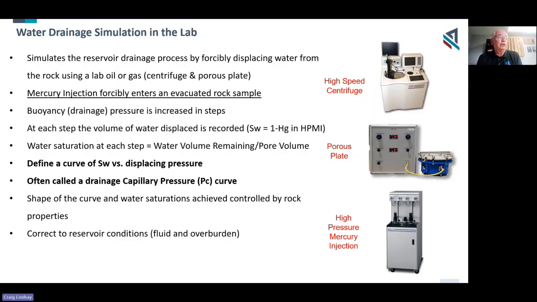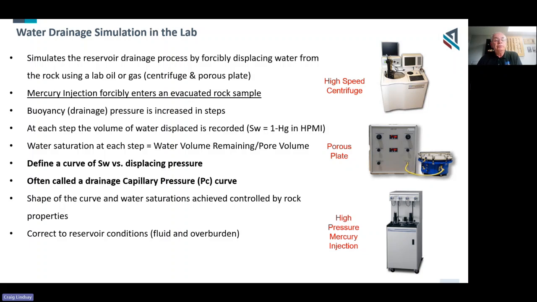So we've looked at the measurement of fresh state water saturation in cores to understand that in the reservoir. And now we look briefly at what we can do in the lab to simulate this drainage process. So we forcibly displace water from a rock using a fluid, usually a lab oil or gas. We can also use mercury, using high pressure mercury injection. Obviously, we don't have mercury in the reservoir, but mercury is useful because, as I'll come on to, it has advantages in speed and other things.